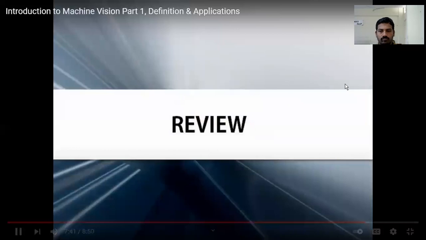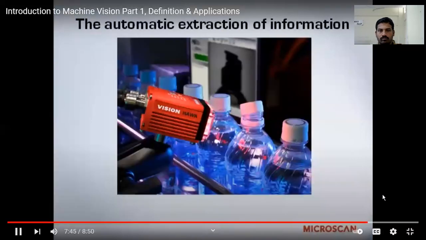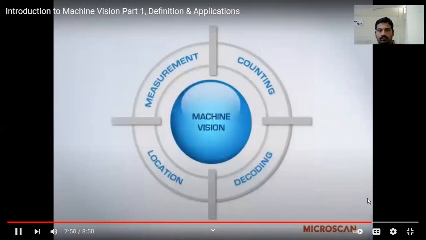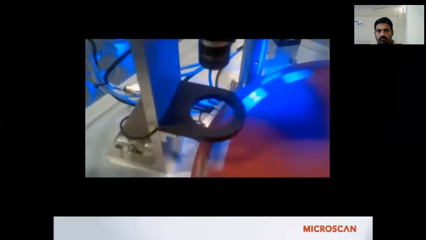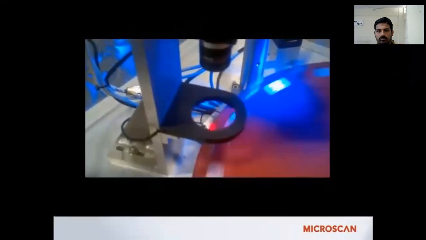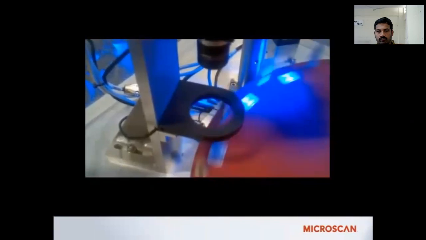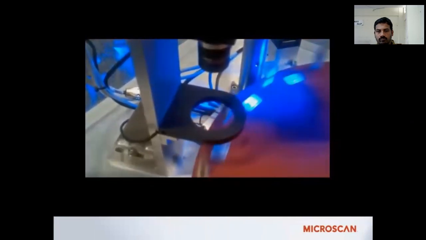So let's review. Machine vision is the automatic extraction of information from digital images. And we talked about the common manufacturing applications of machine vision, which generally fall under 4 basic functions: measurement, counting, location, and decoding. The visual examples we've shown you here are mostly slowed down so you can see what's happening. In reality, machine vision can operate much faster, processing hundreds, or in some cases, even thousands of pieces per minute.